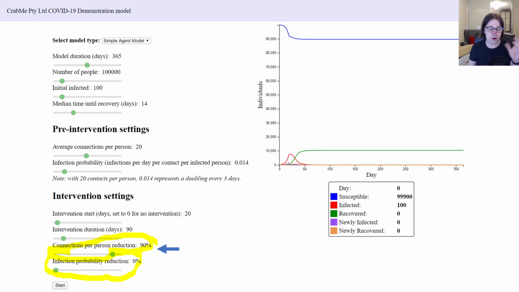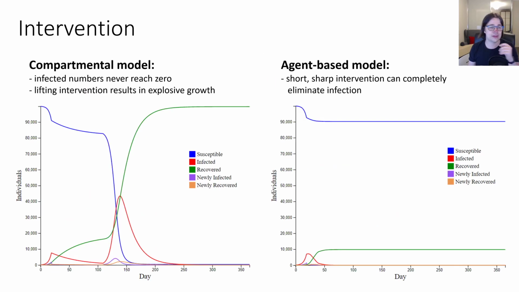At the moment, well, we won't look at it later. We really only care about the number of connections per person going down by 90% for 90 days. So let's put these two models next to each other. These two are so different.